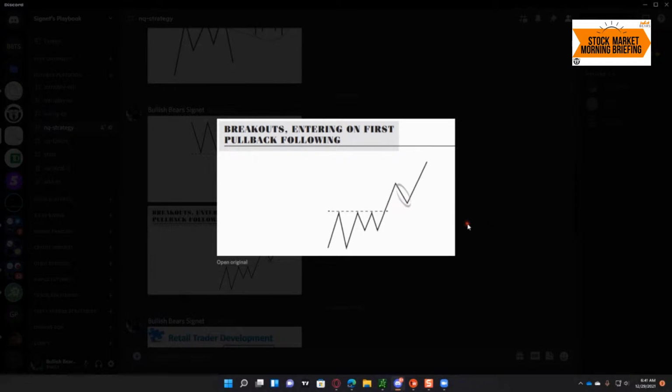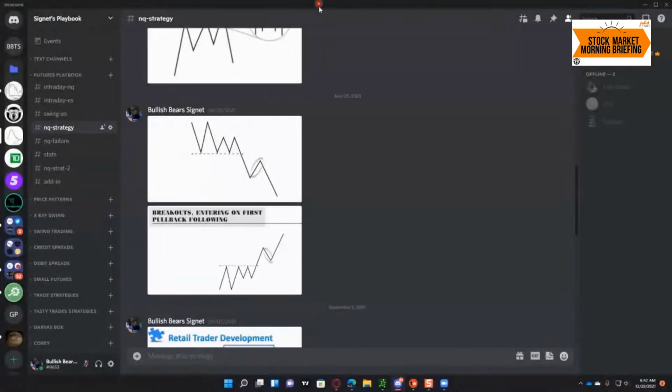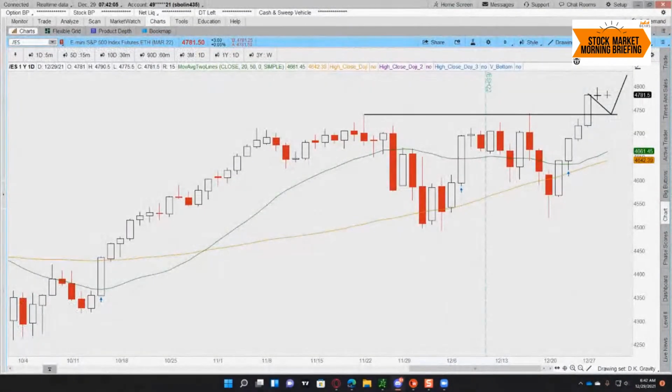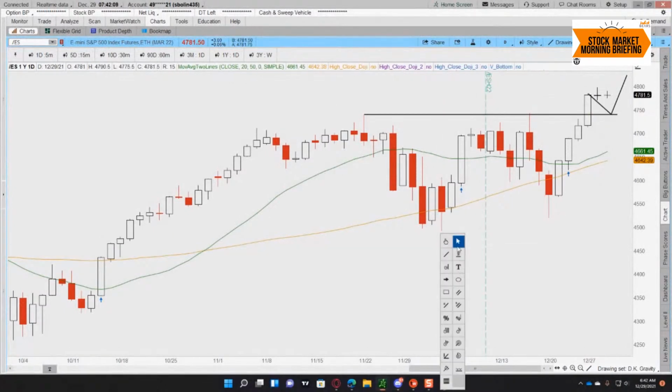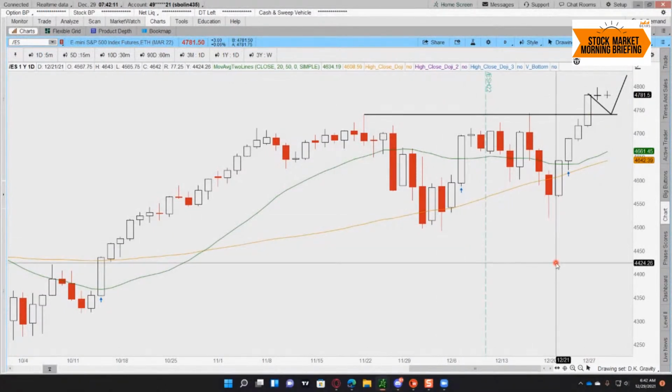So that's what we're expecting, right? It's what I'm expecting, a pullback. Now, that pullback fits the logic of buy low, sell high, trend trade 101.